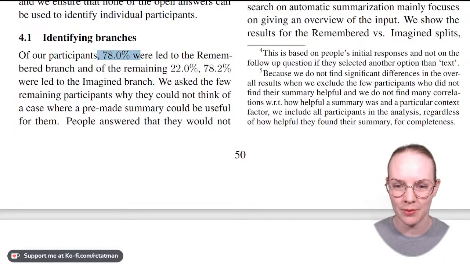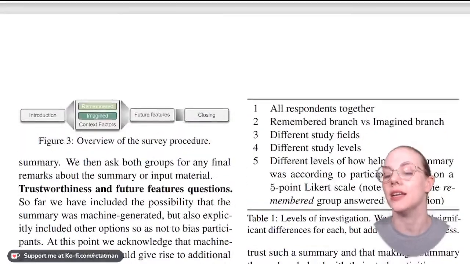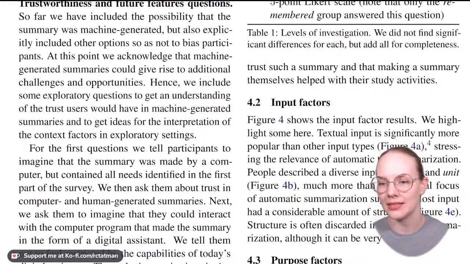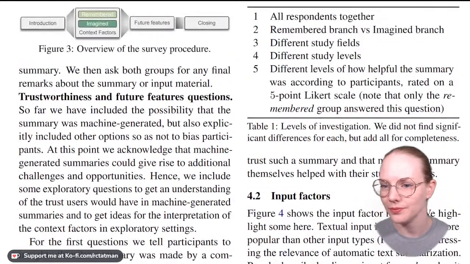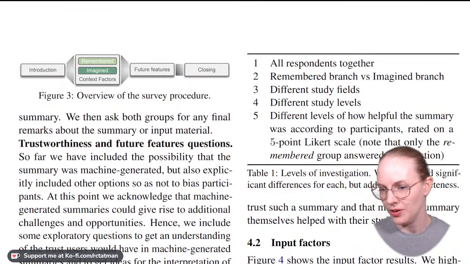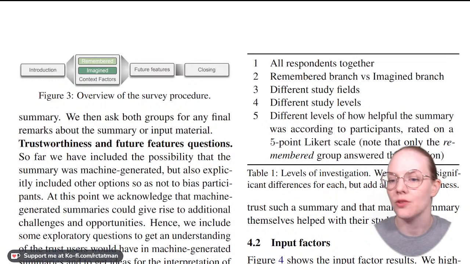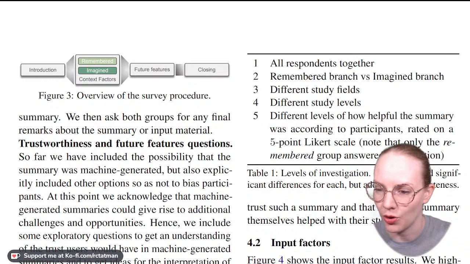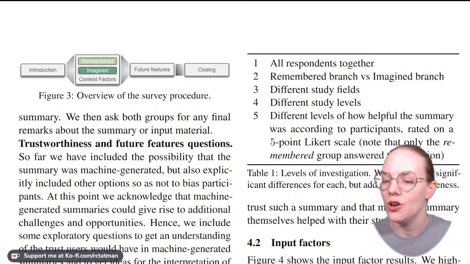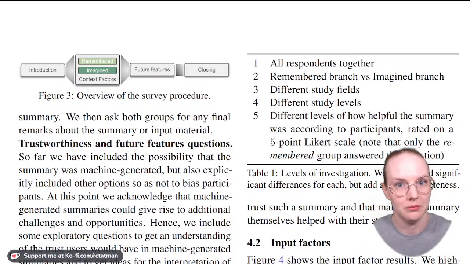Anyway, we asked the few remaining participants why they could not think of a case where a pre-made summary could be useful for them. People answered that they would not trust such a summary, and that making a summary themselves helped with their study activities. Okay, so basically summaries were still useful for them, but they wanted to make it themselves. Table 1, levels of investigation. We did not find significant differences for each, but added all for completeness. So all respondents together, remembered versus imagined, different study fields, different study levels, different levels of how helpful the summary was according to the participants, weighted on a 5-point Likert scale. Note that only the remembered group answered this question. So, how helpful was this for you? Extremely helpful, extremely unhelpful, and a 3 would be neutral, neither help nor hurt.